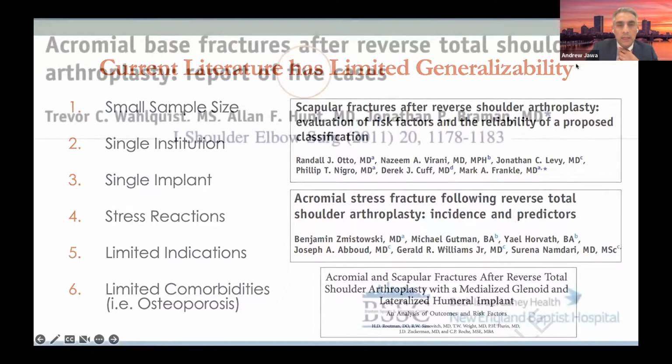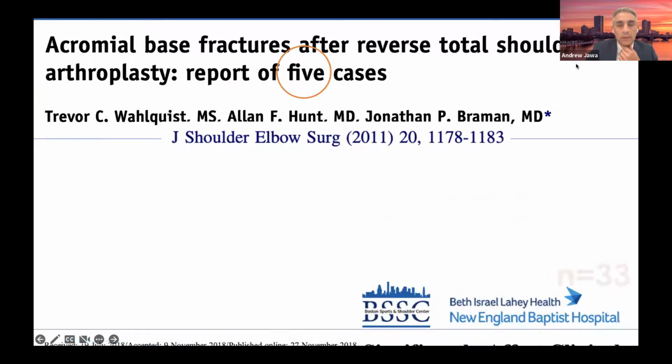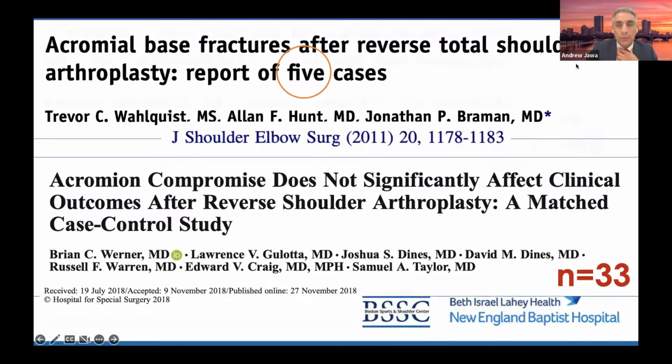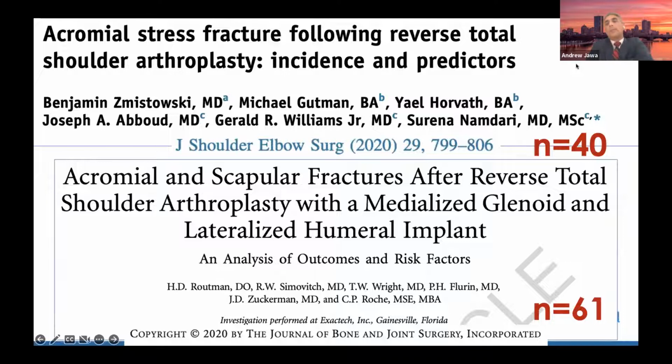Limited indications. If you look historically, there were 5 cases in 2011. This study had 33. We had 40, and this was a pretty big study that came out of the Rothman group. They had almost 2,500 patients. And probably the biggest one published in JBJS had 61 stress fractures. So it's hard, with thousands and thousands of patients, to get a lot of numbers to make any correlations.